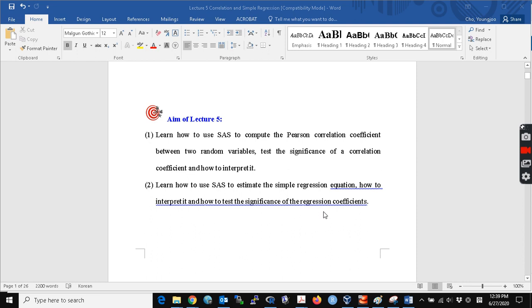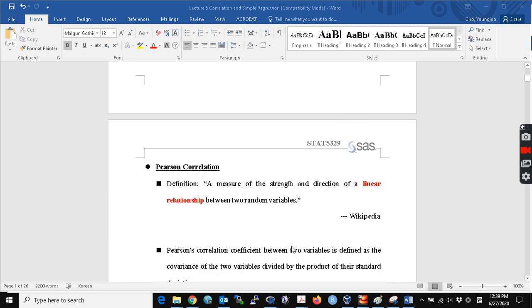By using SAS, we would like to learn to compute the Pearson correlation coefficient between two random variables. And then we would like to test the significance of the correlation coefficient and its interpretation. And then we would like to learn how to use SAS to estimate the regression equation from the simple linear regression. When I say simple linear regression, we have only one predictor. And then we would like to see how to interpret it and how to test the significance of regression coefficients.